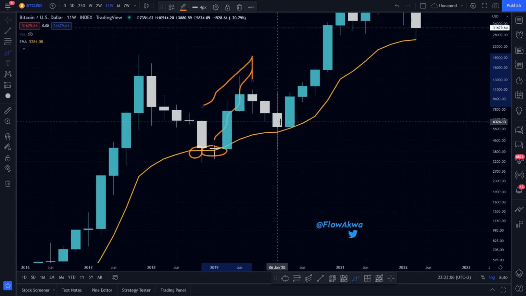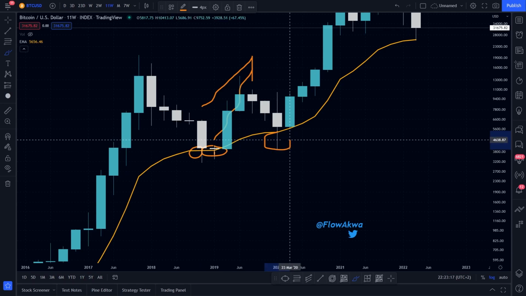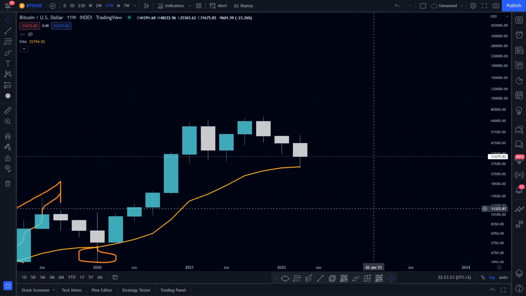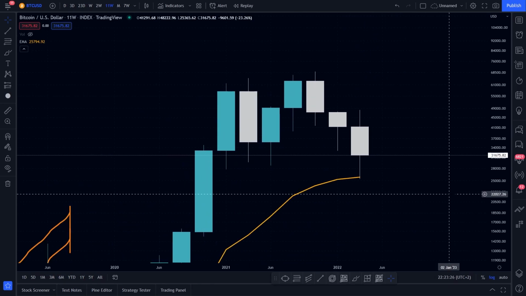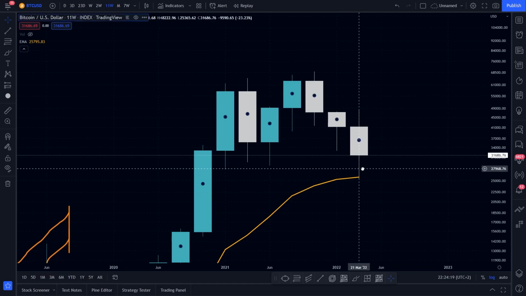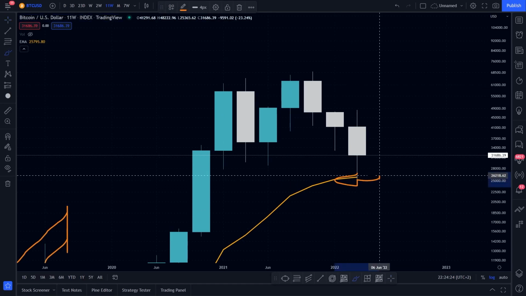After this, we had the COVID crisis. It was very scary again, but we managed to close above the line, even if we had a big wick below the line, okay? And guess what? If we look at the current situation, it's very interesting. We touched the line, okay? So what does it mean exactly? Let's circle these points because this is very important.